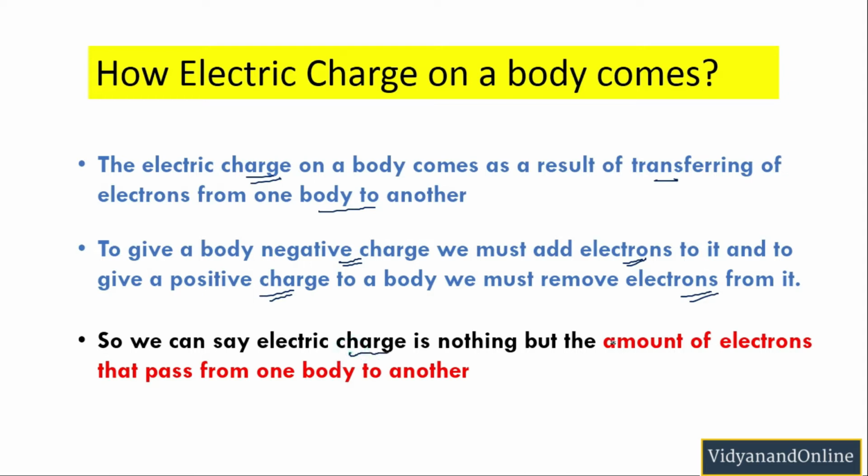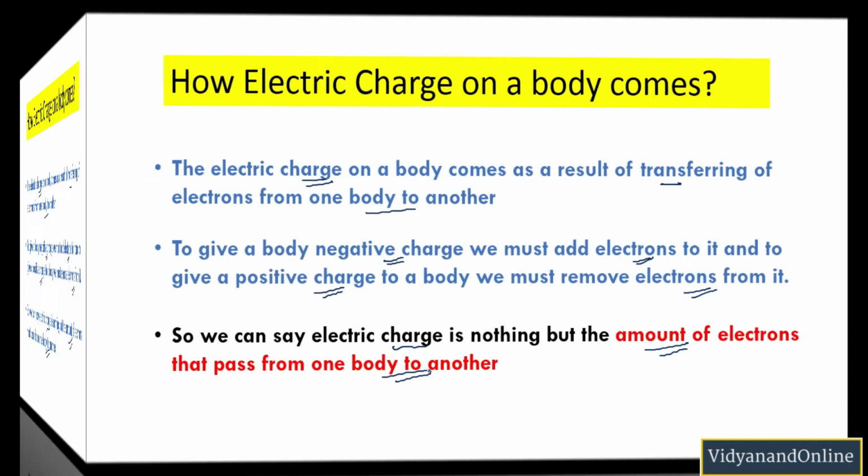Now what can we say about electric charge? Electric charge is nothing but the amount of electrons that pass from one body to another. So whenever there is movement of electrons from one body to another body, we will say that the body will get charged up. The body will have electric charge, whether it is negative or positive.